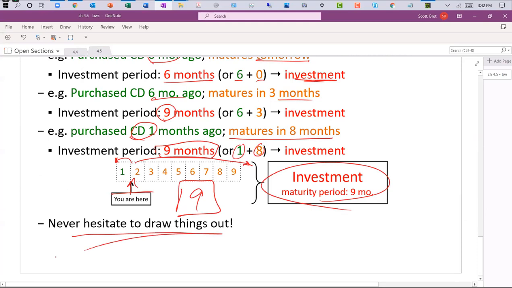Never hesitate to draw things out. Journal entries, T accounts, I'm telling you, like a lot of these homework problems I've given you, you got to draw out these balances. They tell you a beginning balance and ending balance, and they tell you this is how it changed. Draw it out in a T account. Do the algebra. Figure out what the plug figure is. What's your X value? It saves me so much frustration if I just take the time to draw it out.